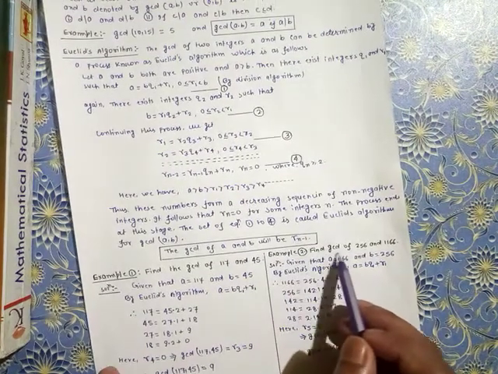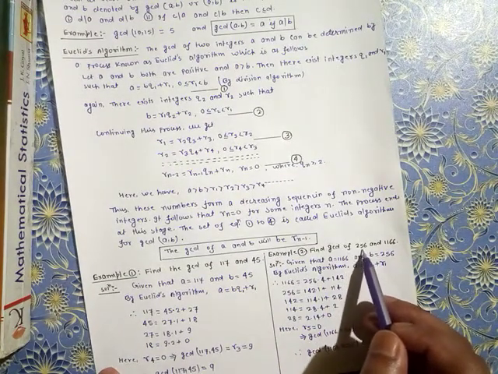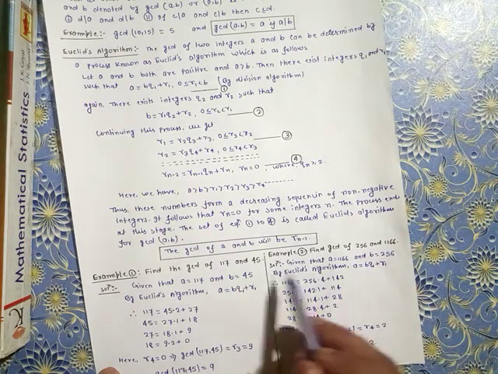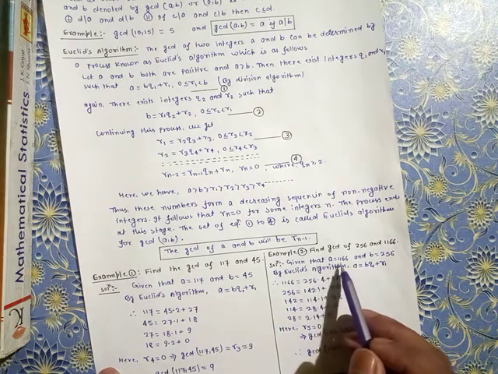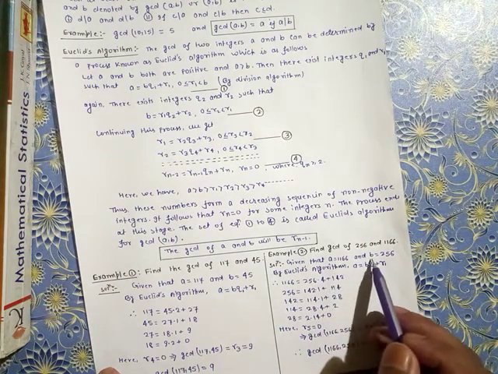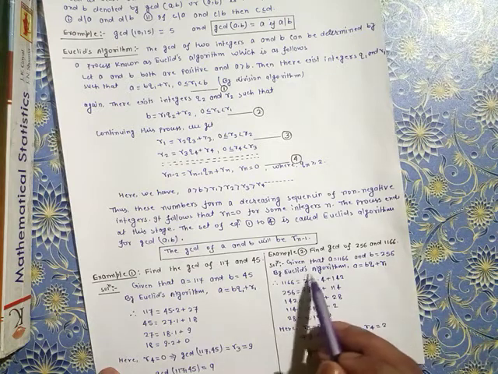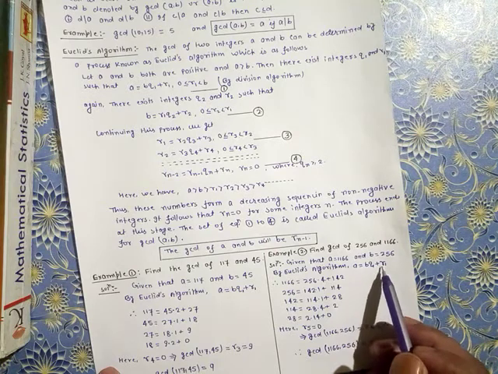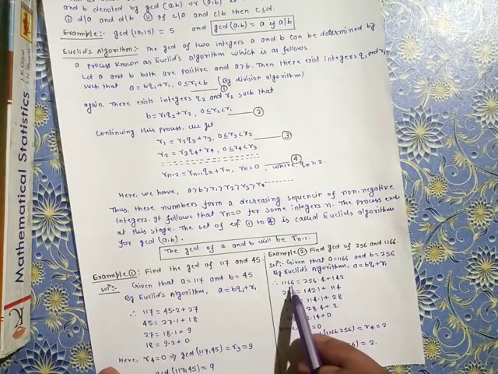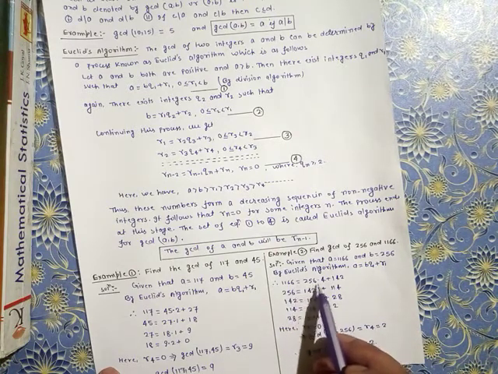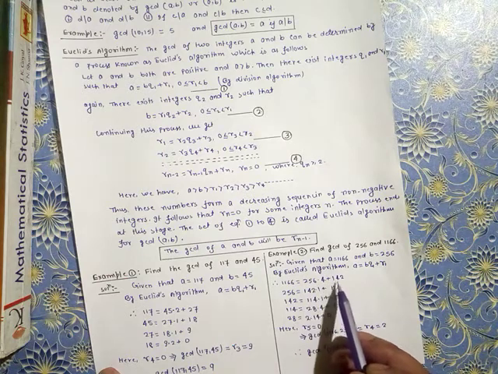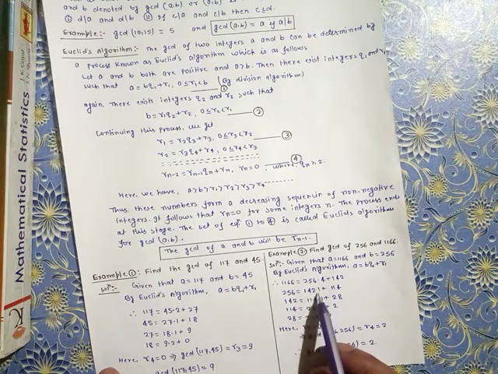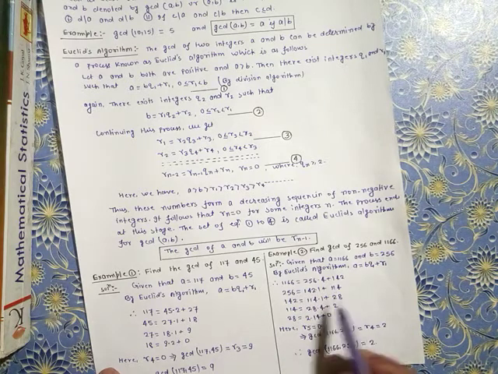Example 2. Find GCD of 256 and 1166. Solution. Given that A equals 1166 and B equals 256, by Euclid's algorithm, A equals bq1 plus r1. Therefore 1166 equals 256 into 4 plus 142. 256 equals 142 into 1 plus 114.